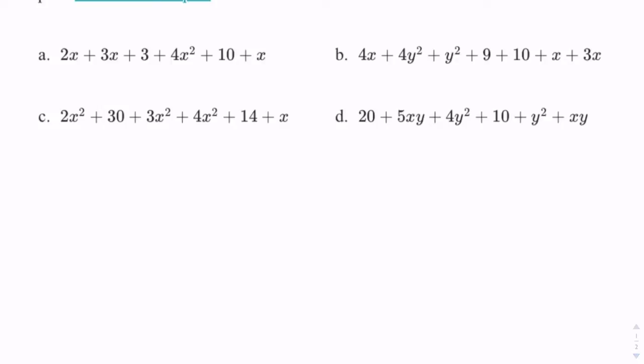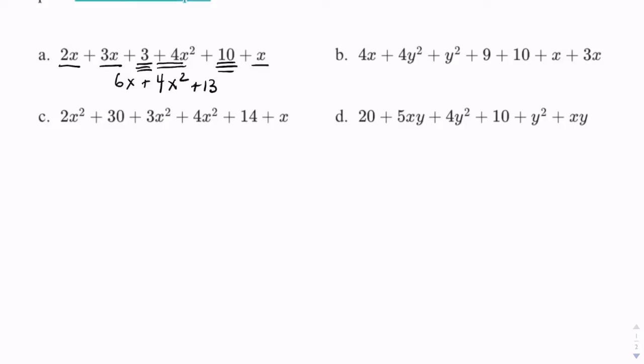I have a 2x and a 3x and a 1x, right? x is 1x. So 2 plus 3 plus 1, 2 plus 3 is 5, plus 1 is 6, so 6x, right? Okay, now I have a 4x squared, a positive 4x squared, and that's plus 4x squared. It's the only one. And then I have a 3 and a 10. That's plus 13. And I have simplified that.